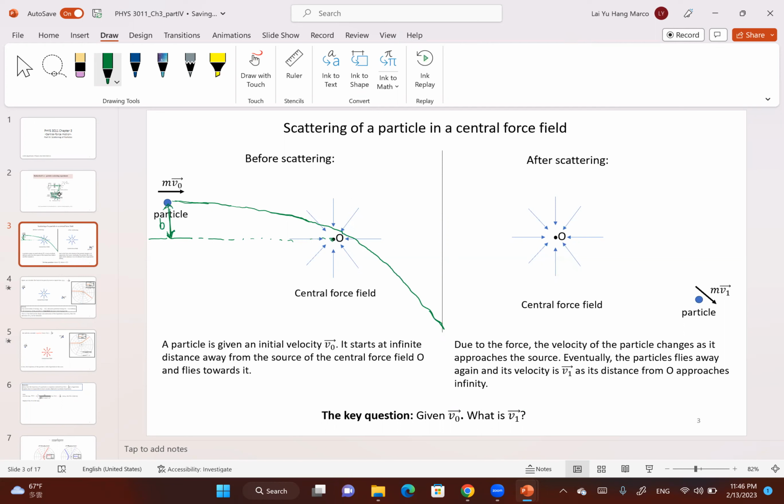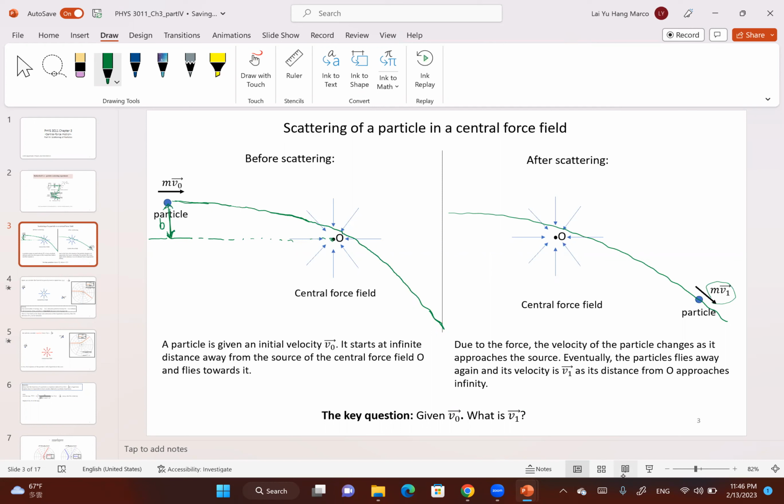The particle will keep going. After it passes the central force field, it will move away until it gets to infinite distance again, just like in this situation over here. Let me draw the trajectory one more time. Now assume that the particle has reached infinity again, and I call the final velocity v1.